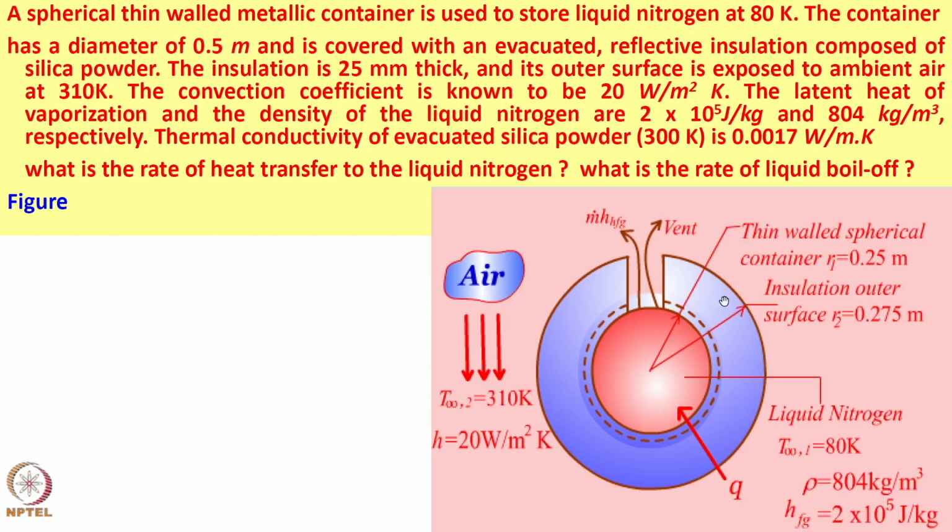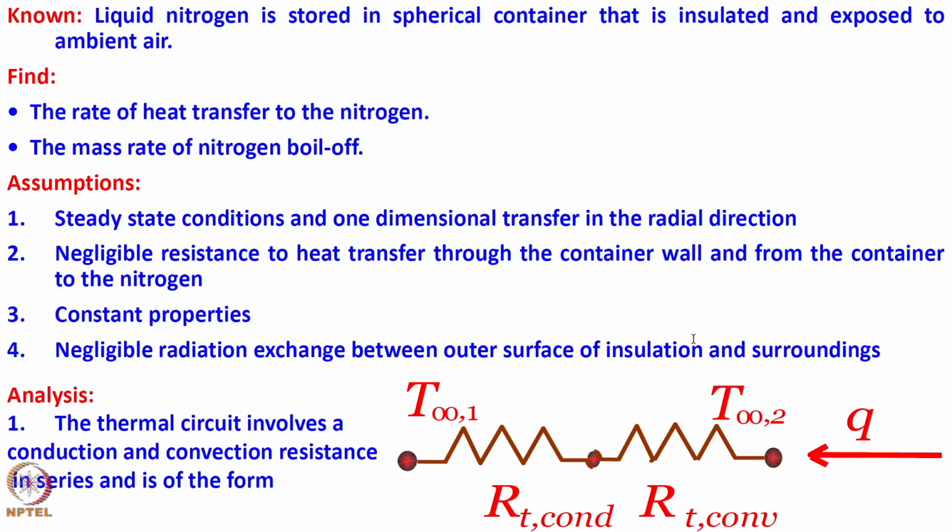So, you have two resistances, one for the wall, other for the insulation. These are in series. You have a convection resistance on the outside. The Q is going to be between the cooler liquid and the warmer surrounding, so 80 Kelvin and 310 Kelvin. Three resistances are going to be there, and we are going to see what they are. Liquid nitrogen is stored, find all these things. Assumptions: steady state condition, 1D heat transfer in the radial direction, negligible resistance to heat transfer through the container wall and from the container to the nitrogen.